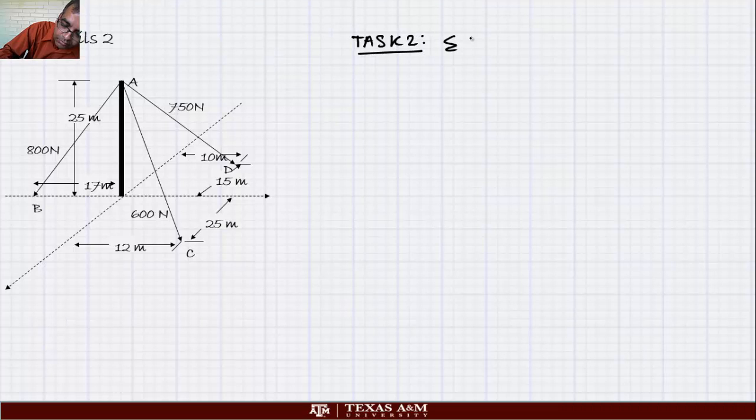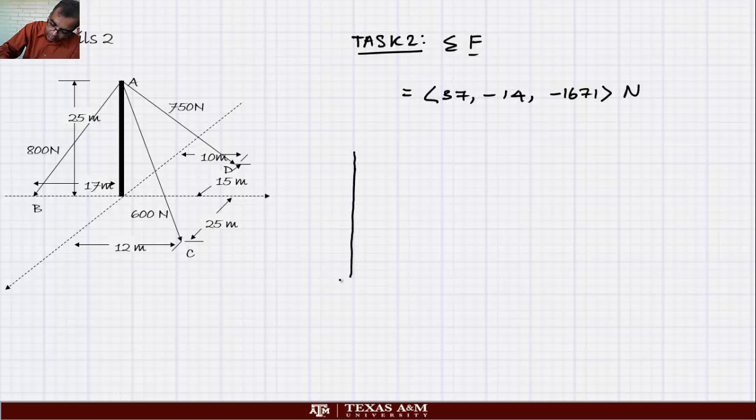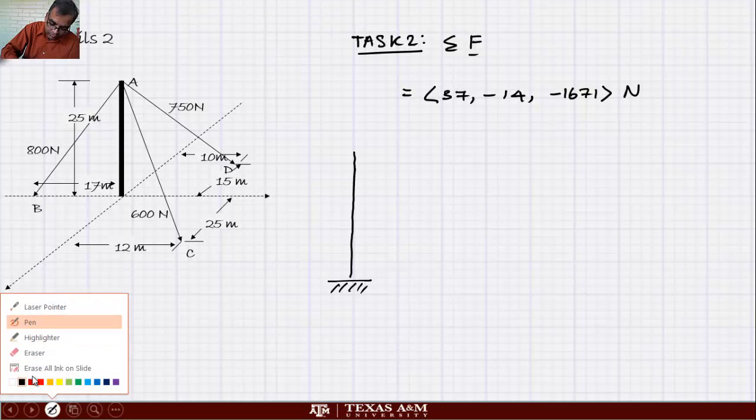Sum all the forces. This is the easy thing to do. This is not a huge problem. This will turn out to be 37, minus 14, minus 1671 newtons. So what does that mean? The net effect of all these forces on the pole. So here is the pole. Okay. So let me draw this force and you will see what it means.